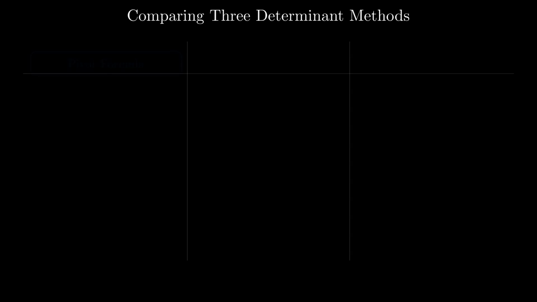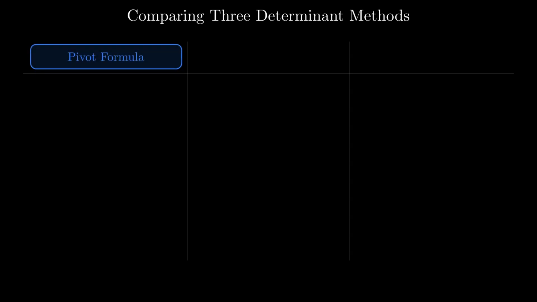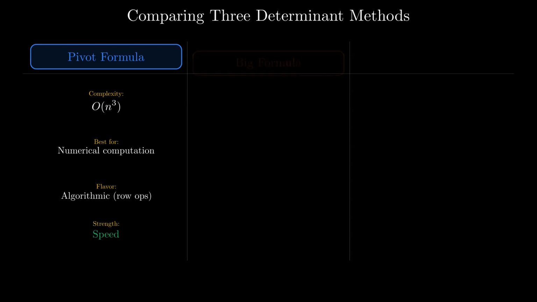Let's compare them side by side. First, the pivot formula. You row reduce the matrix and track the operations along the way. Its complexity is order n cubed, making it the fastest method for numerical computation. Its flavor is algorithmic based on row operations, and its strength is speed.